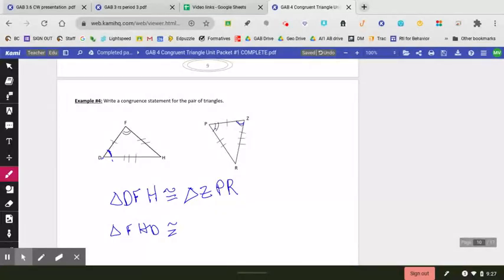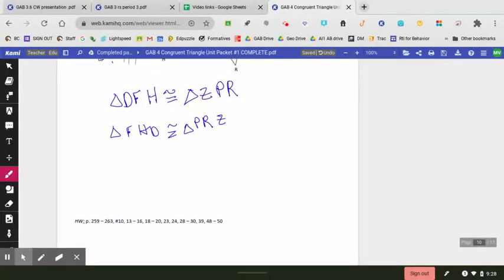So again, I can label it different ways. If I started with F, F goes with P, H goes with R, and D goes with Z. So it's fine if I say triangle DFH is congruent to ZPR, or I could say triangle FHD is congruent to PRZ. And there are lots and lots of ways, as long as the corresponding parts are in the same order. So if you have any questions, please bring them to class tomorrow.